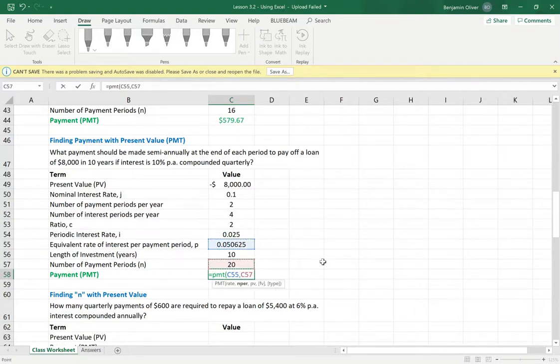Number of periods, 20. Our present value, we know the present value, so we select it. And now it asks, do we know the future value? In this case, we do not, so you just place a 0. And lastly, it's asking for the type. And again, payments are at the end of each period because it's an ordinary general annuity. So that means we type in 0.